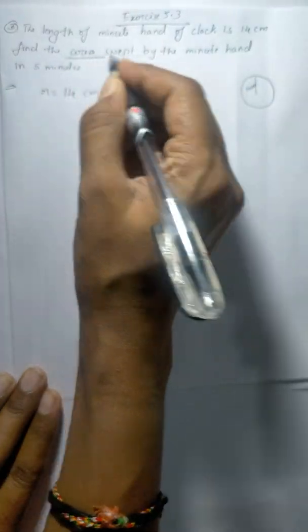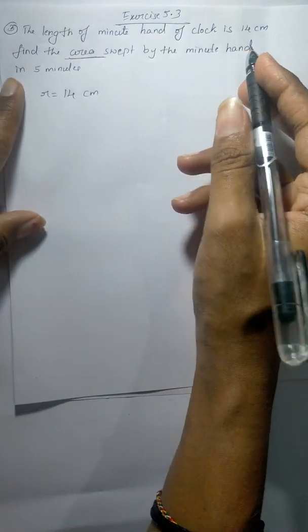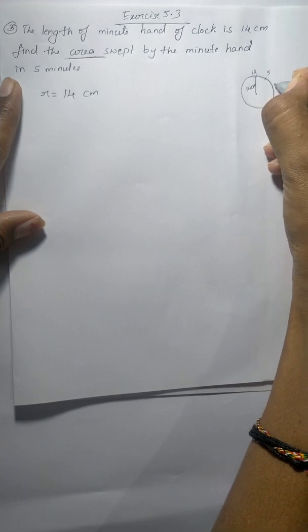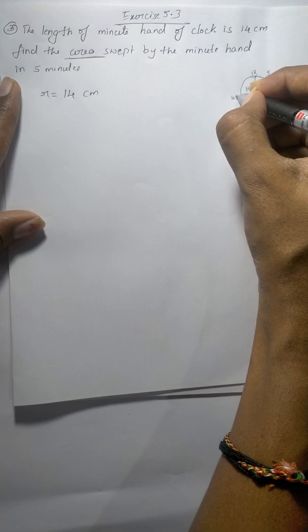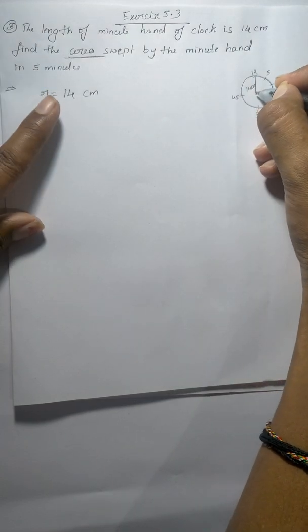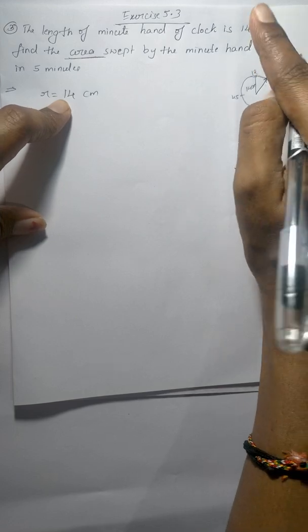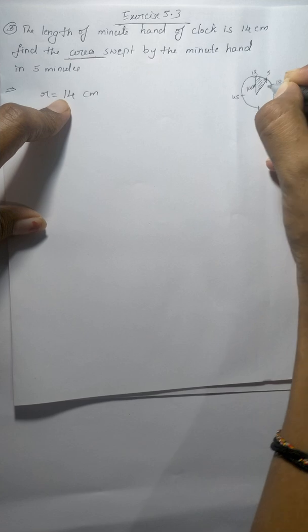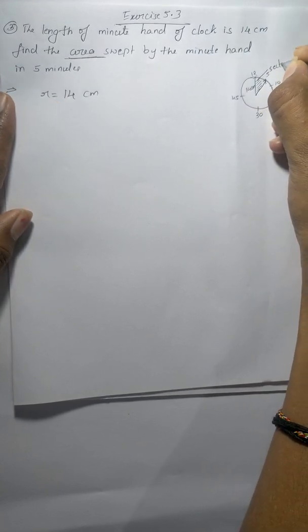So we have to find the area swept by the minute hand if it covers 5 minutes. If it is at 12, then after 5 minutes, 10 minutes, 15, 30, 45, it will cover 60 minutes. So when it has swept 5 minutes, how much area it will cover, we have to find. It looks like a sector, so we have to find the area of the sector.